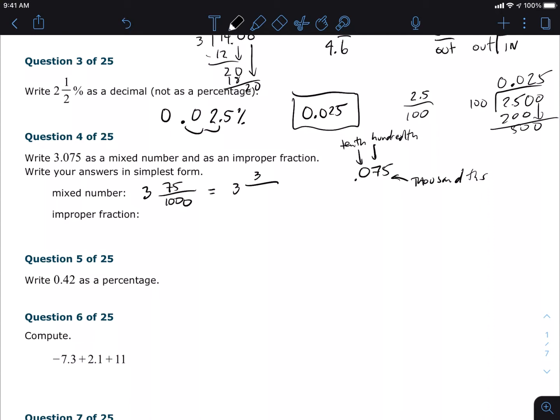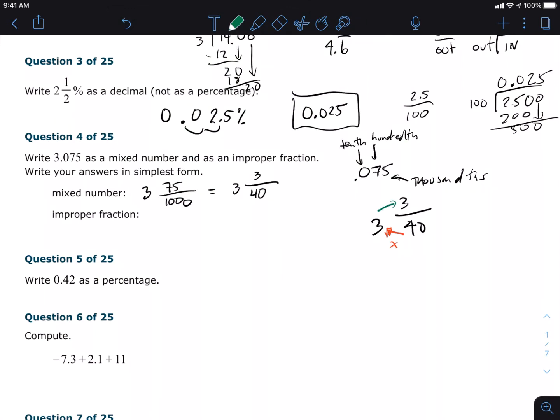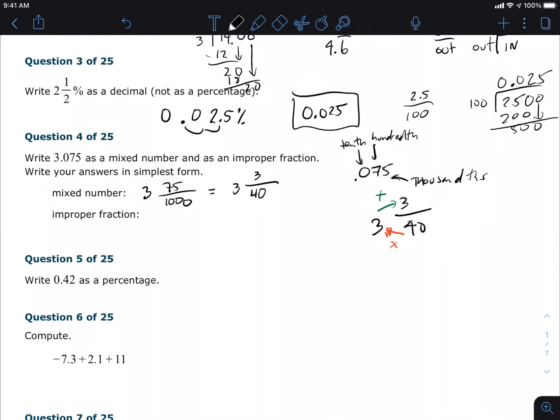That's right, it's going to be 40. And that would be my mixed number. Okay? To do the improper, I think I showed you this before. Step 1 is going this way, and we multiply there. And then step 2, after multiplying, we add this. So 3 times 40 is going to be 120, plus 3 is going to be 123 over our 40.